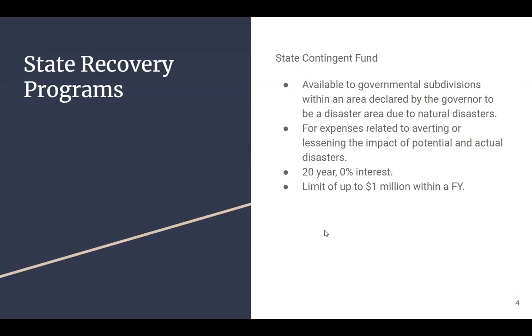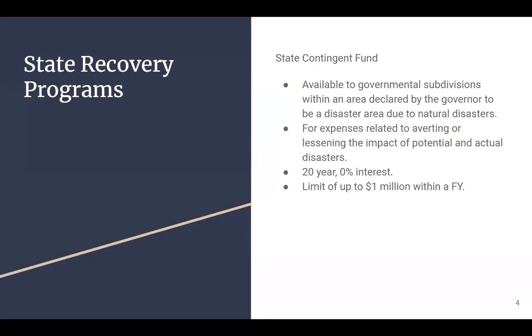Shifting gears a little bit, the next program is the State Contingent Fund. The treasurer of the state of Iowa maintains a contingent fund for use by the Iowa Executive Council. The contingent fund may be used to aid any government subdivision in an area declared by the governor to be a disaster area due to natural disasters.